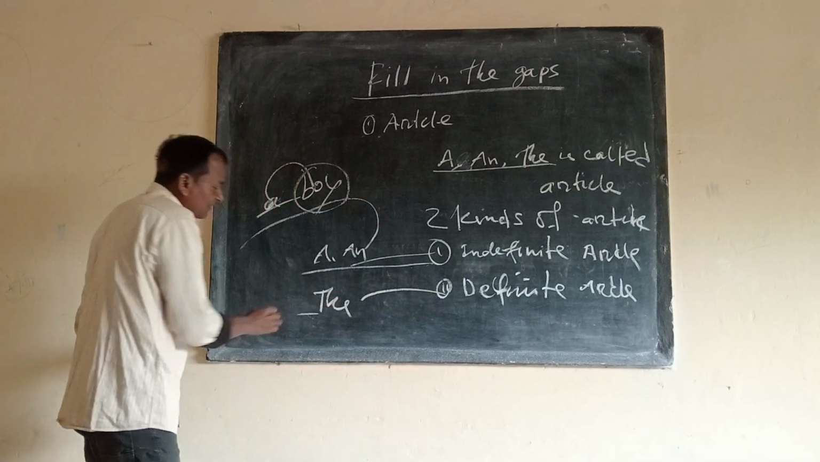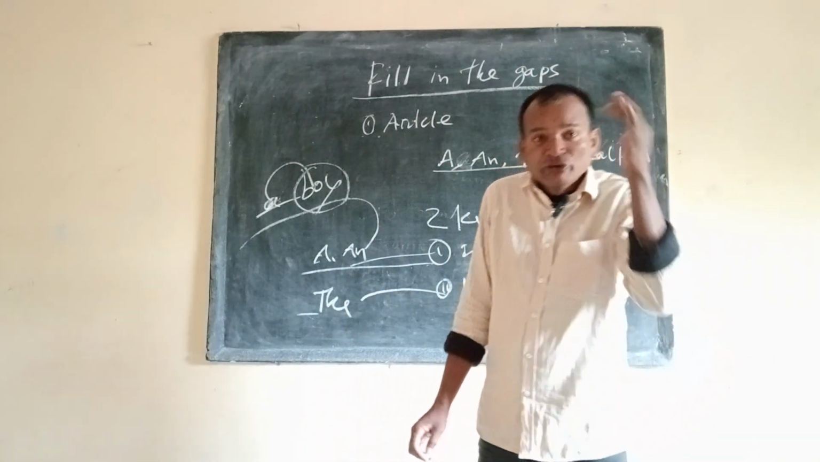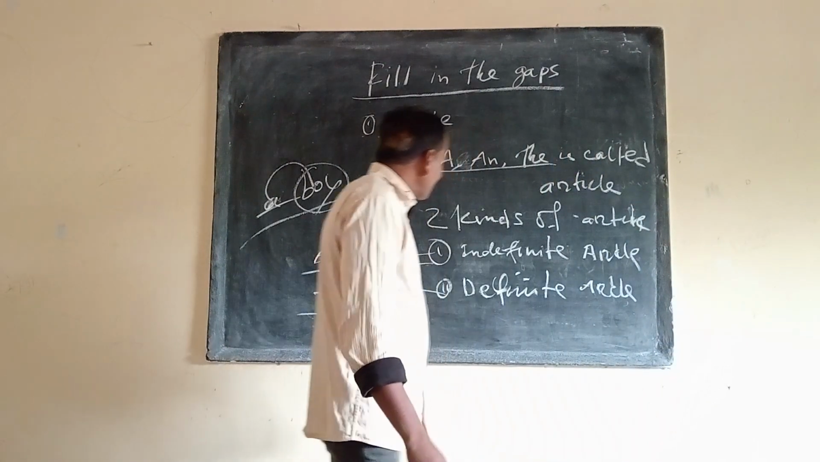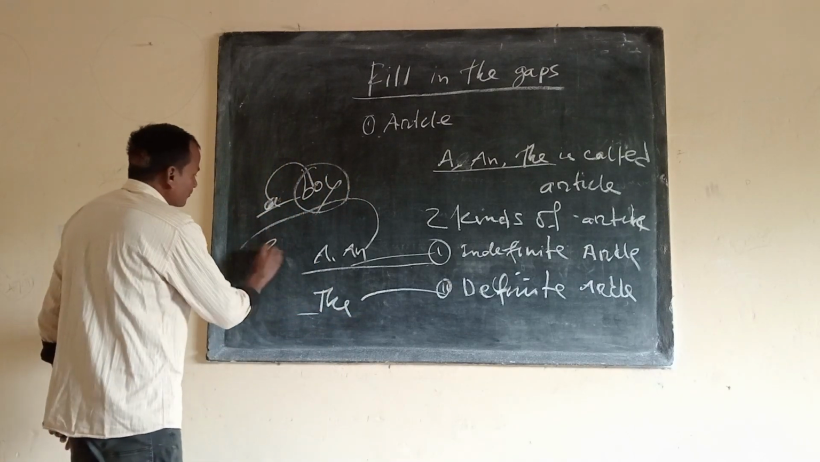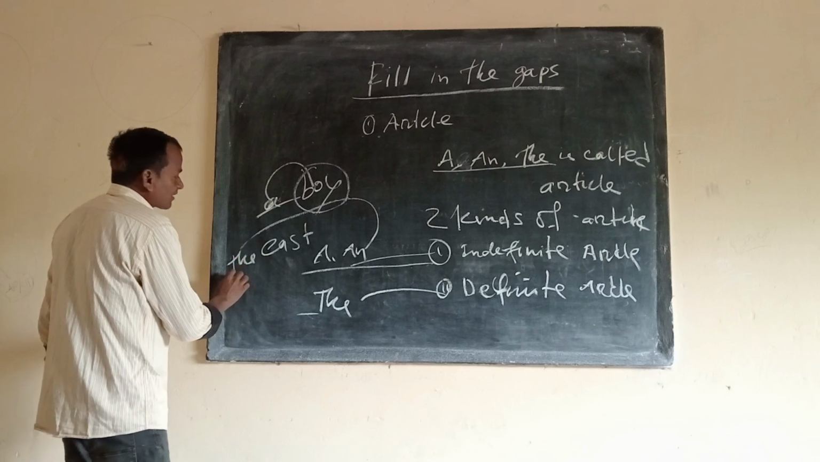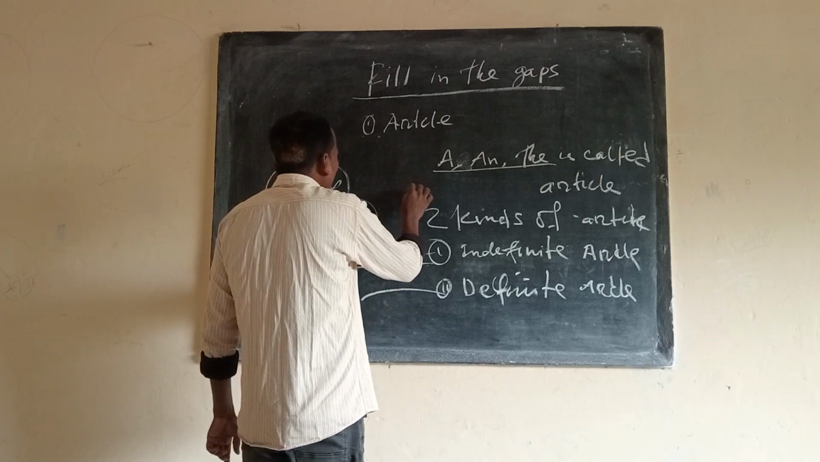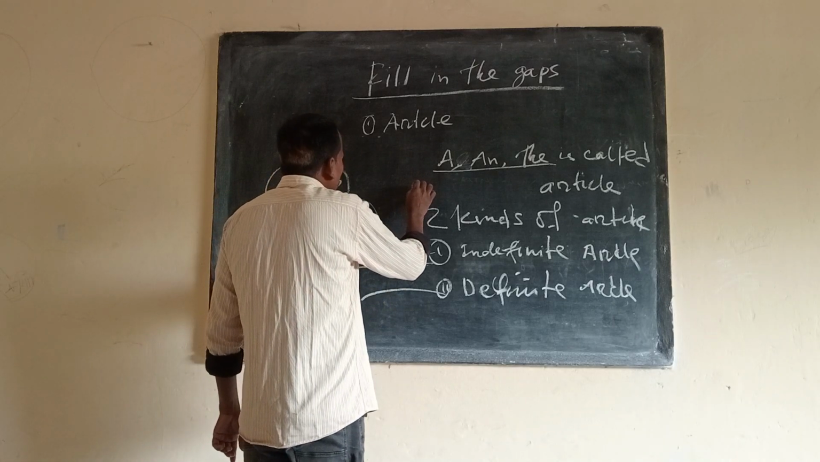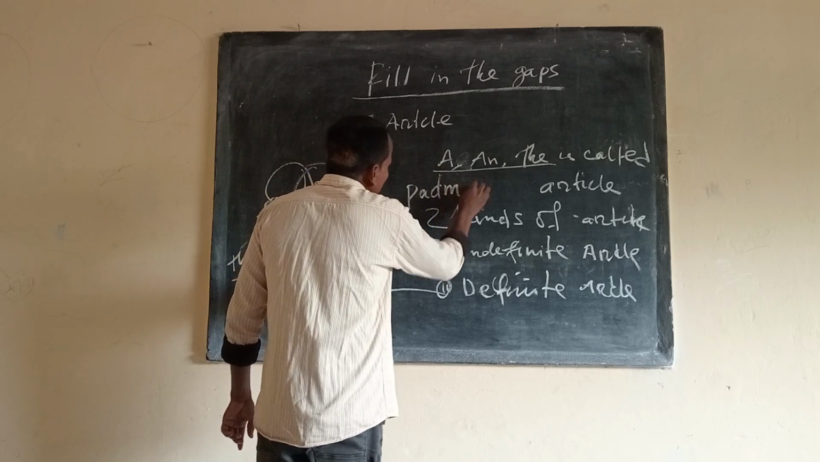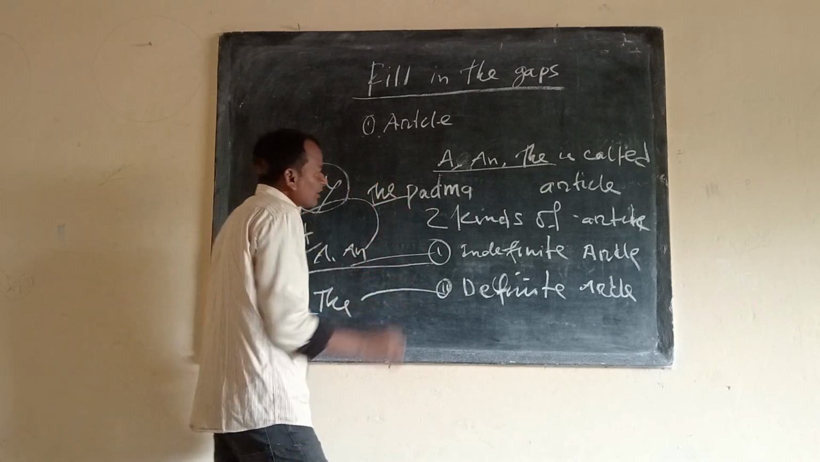And number two, definite. Definite means certainly, exactly by name, or we know that there is none other than that. That is called definite article. Just like east, there is only one east. That is definite east. Or by name, like the name of a river, like Padma. There is none other than that river, only Padma. There is also the article.